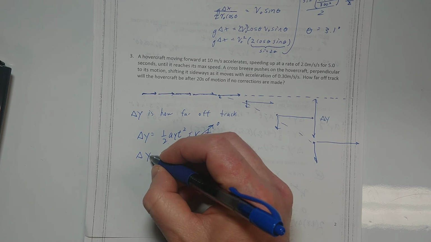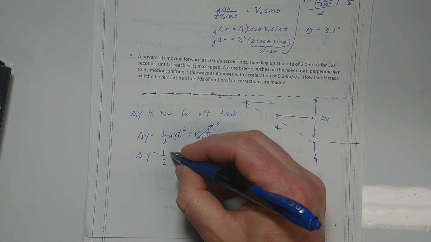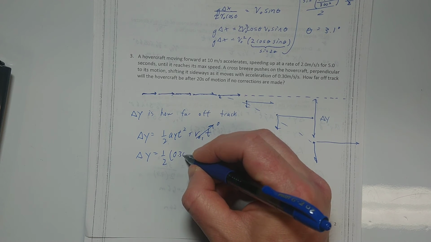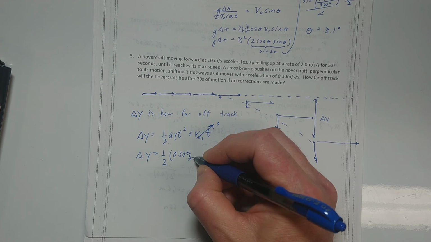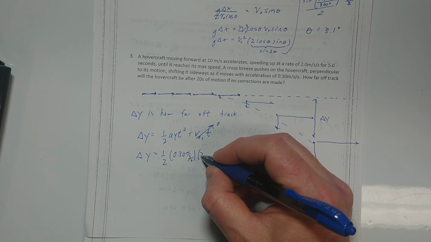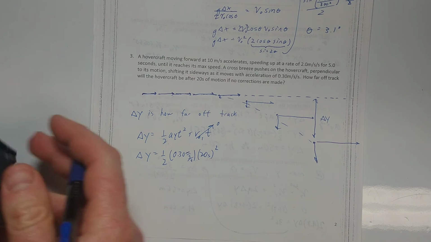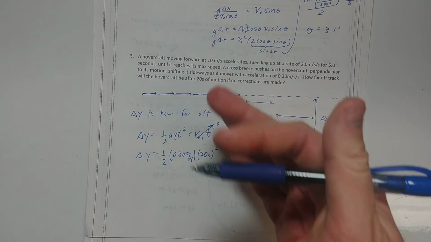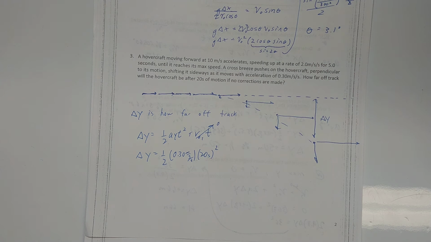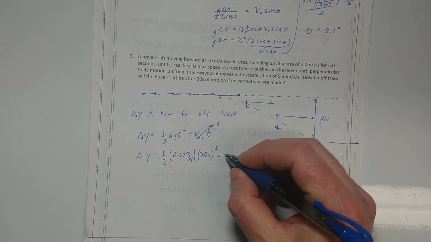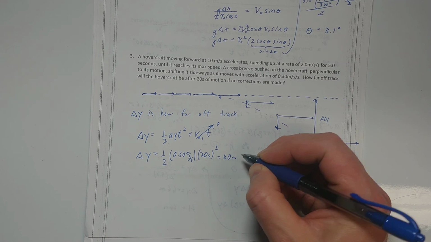So delta y equals 1/2 a y, which is 0.30 meters per second squared. Now the way I drew it, I should probably make this negative, but it doesn't really matter. Times 20 seconds squared, so it's going to be blown off course for 20 seconds. 0.5 times 0.3 times 20 squared equals 60 meters.